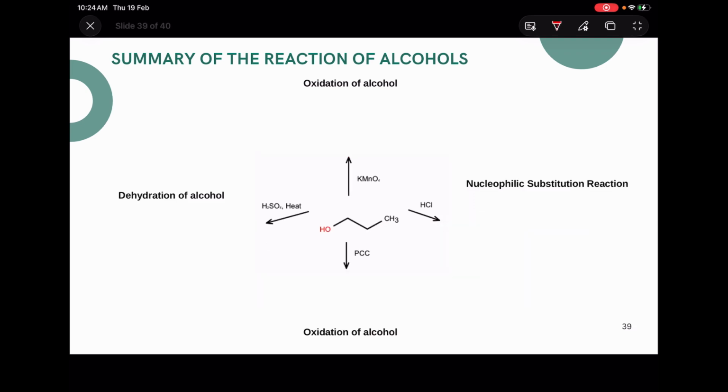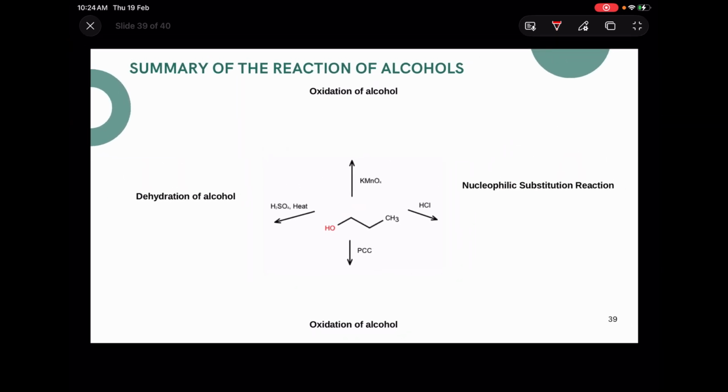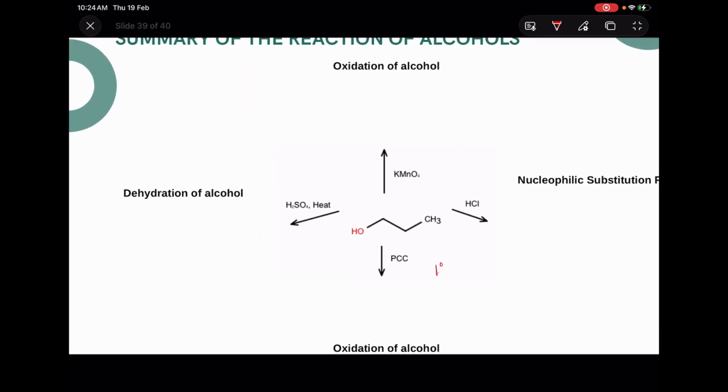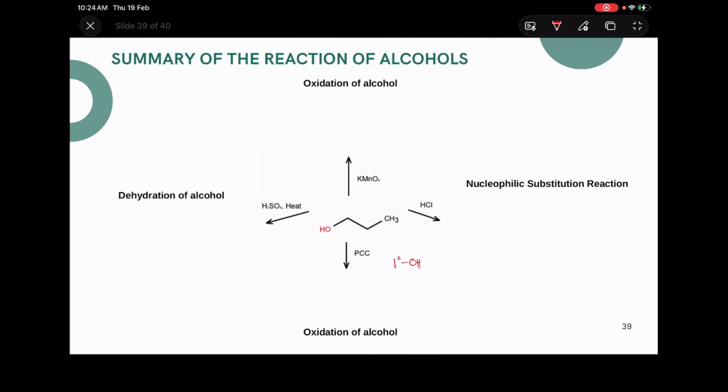Let's say we do the structure like this one for the primary alcohol. This is the primary alcohol. The first one is dehydration. Since there is only 1, 2, 3 alpha carbon, it is only possible to form the double bond between the alpha and the second carbon. So you just get the product of dehydration of alcohol like this one, the only product.